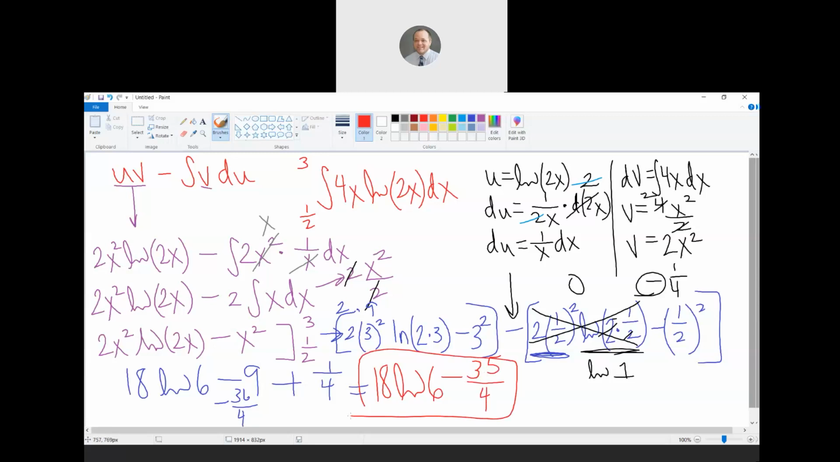Any questions about this problem? No, sir. Okay. This one wasn't too terribly bad because we only had to use integration by parts one time. But again, as I mentioned earlier in the lecture, you may have to use the parts formula more than once. All right, our next example.